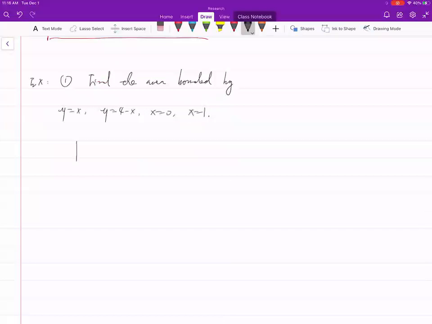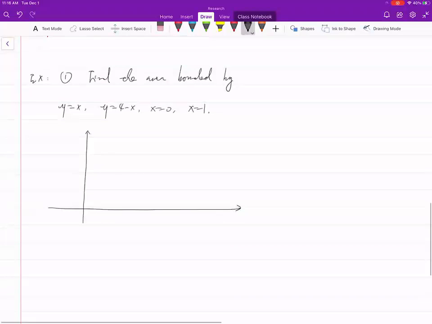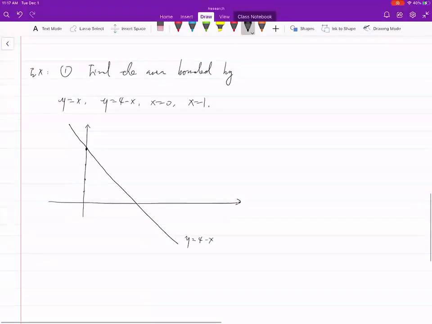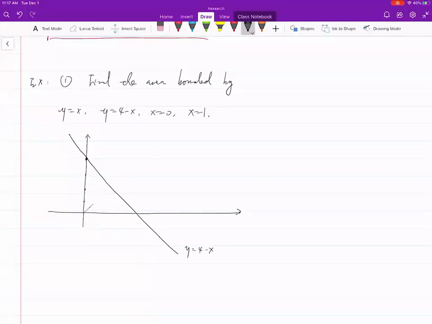All right. A little bit bigger. Okay. 1, 2, 3, 4. Y equals 4 minus x. Y equals x. You may wonder where this is. This happens at 2. So y is actually here. Then the area we're looking for will be this part.